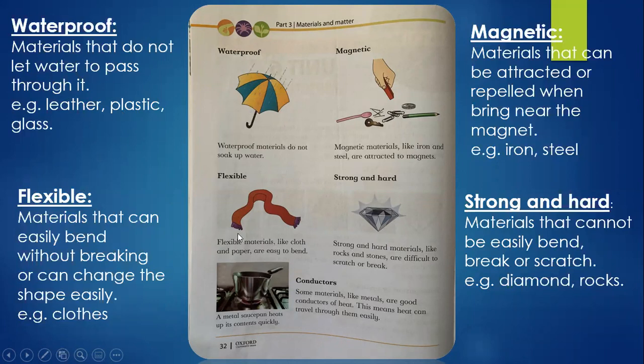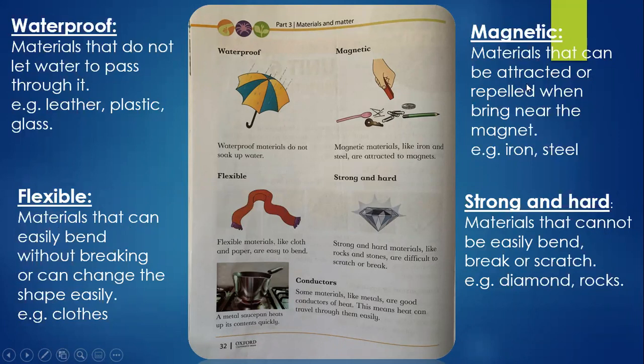Then we have flexible material like this. Fabric, your clothes, they are flexible. Materials that can easily bend without breaking or can change shape easily. For example, your clothes. This is a picture of a muffler. You can bend it easily. You can fold your clothes and you put them in your cupboards. So they are flexible.